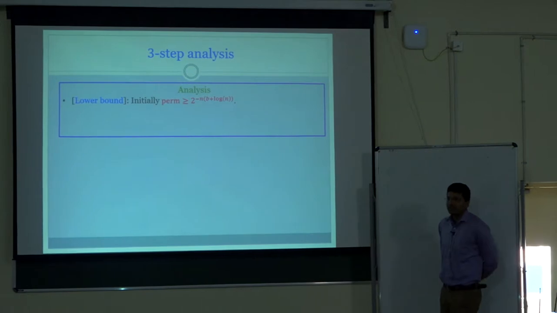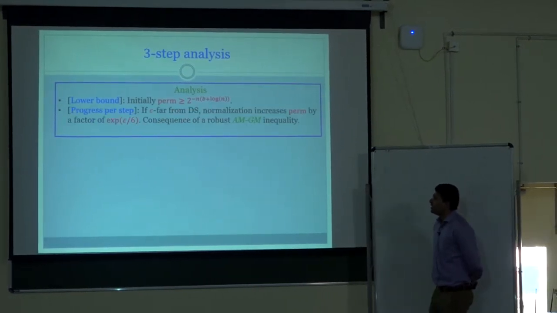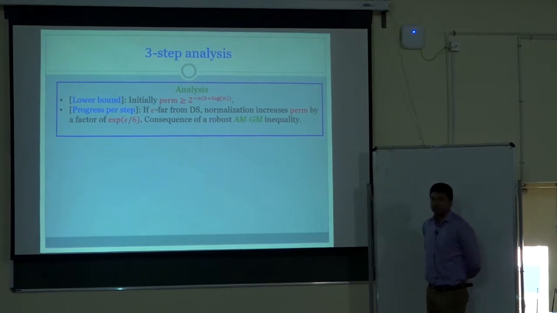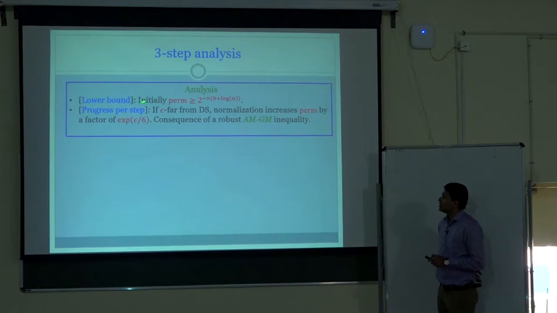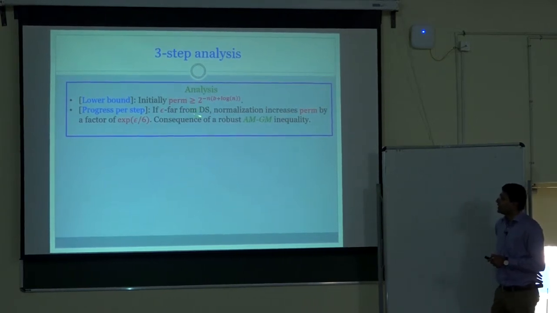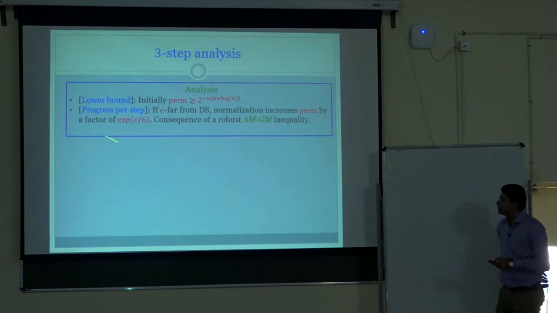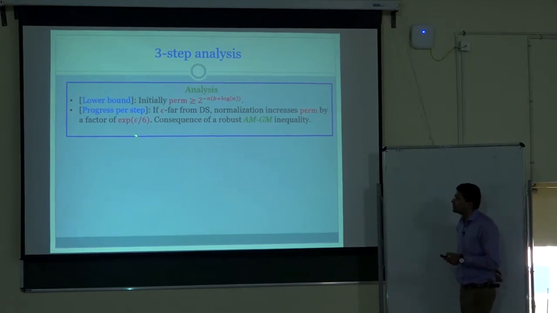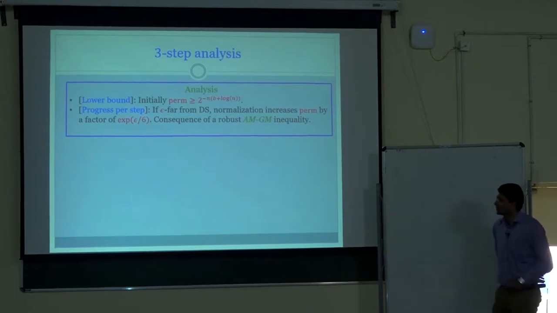Okay, so here's the three step analysis they had. Initially you have this lower bound on the permanent. They proved a lemma which said that you will make progress per step. So if your current matrix is far from being doubly stochastic, then a normalization step will increase the value of the permanent by some fixed factor. This factor turns out to be some number, it doesn't really matter, but it's related to how far you are from doubly stochastic.